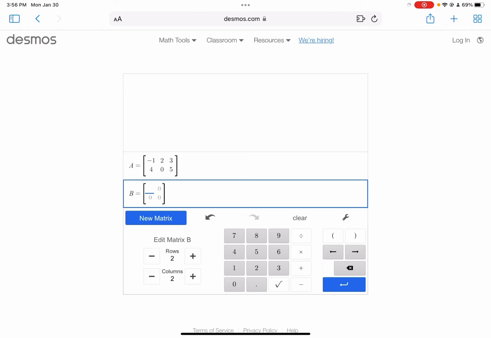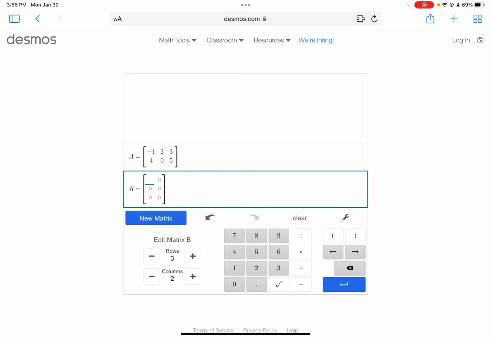I'll do another new matrix. My matrix B was a 3 by 2, so I need 3 rows and 2 columns. I'm going to enter that matrix as we wrote down. So I've got 0 and I've got 3.